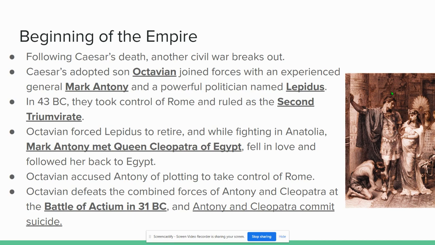So Octavian accuses Antony of plotting to take control of Rome, because now he has an Egyptian army under his command. And Octavian decides to take care of the situation, and he defeats the combined forces of Antony and the Egyptian army under Cleopatra at the Battle of Actium in 31 BC. And at the end of the war, Antony and Cleopatra both commit suicide.